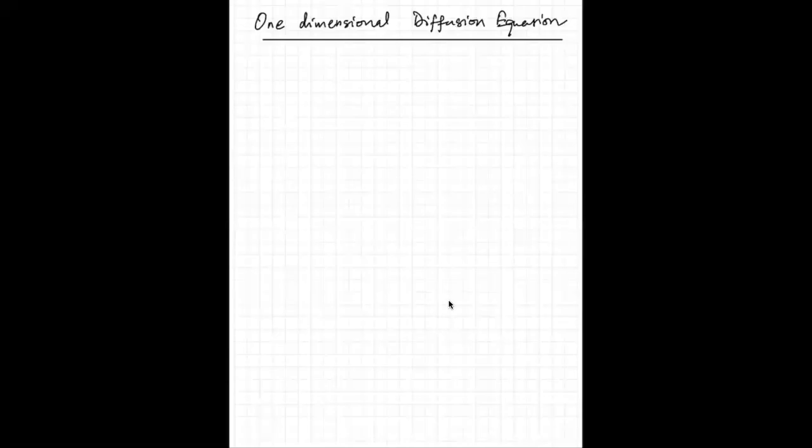Okay, so today, having looked at the wave equation, we are now going to look at the diffusion equation in 1 + 1 dimensions. The diffusion equation in 1 + 1 dimensions looks like this.